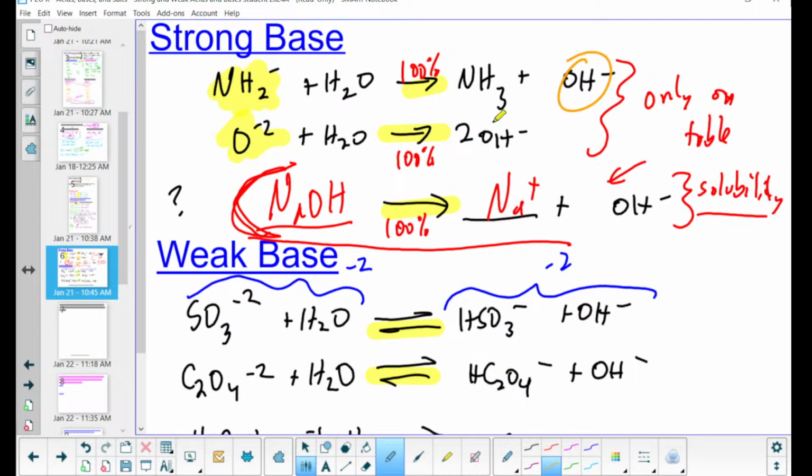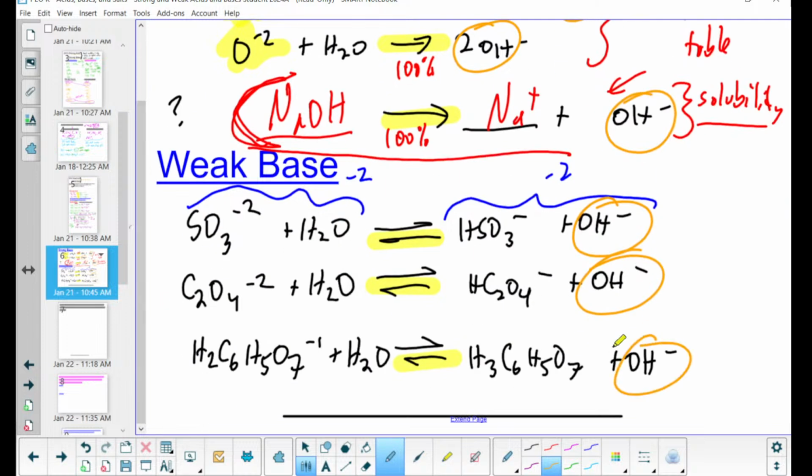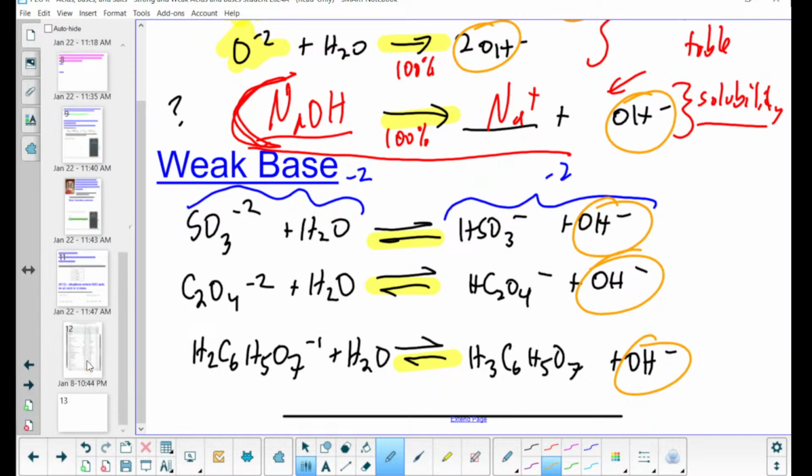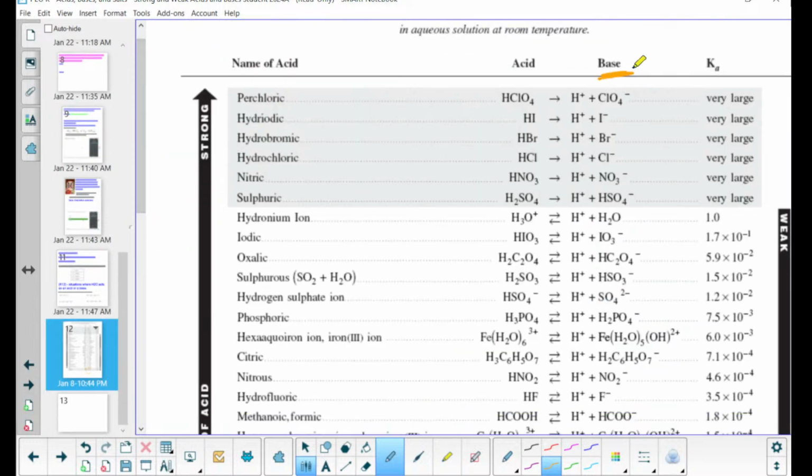OH minus. So although they're not hydroxide donors, every proton acceptor creates hydroxide. That is why it is the fundamental base. So whenever you see it on your table, although it says base on this side, it is only referring to these things. These are obviously not bases.